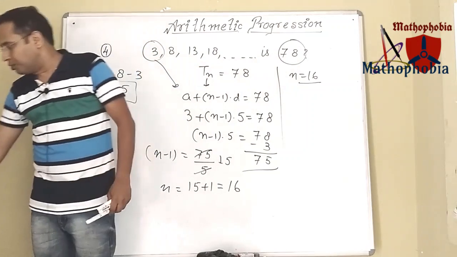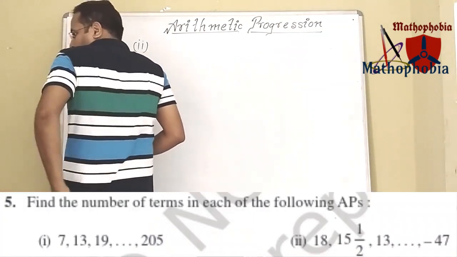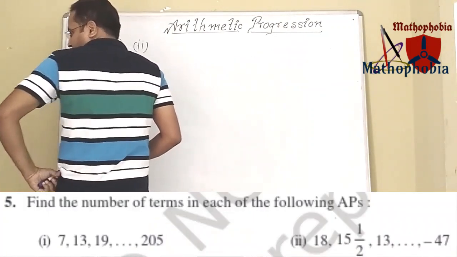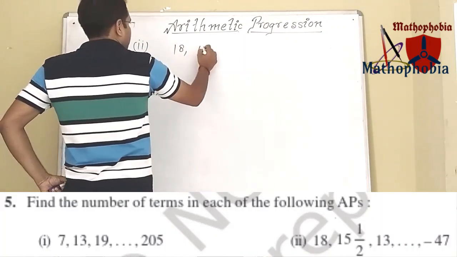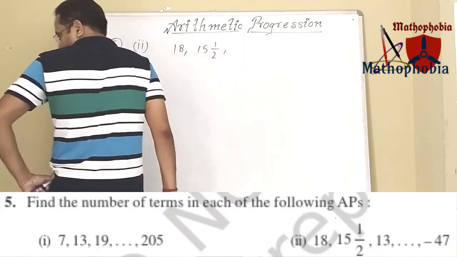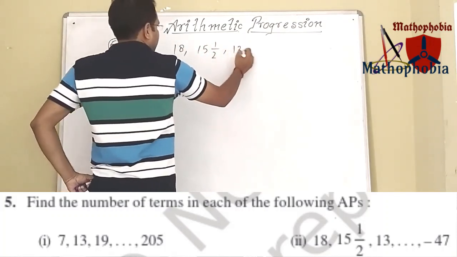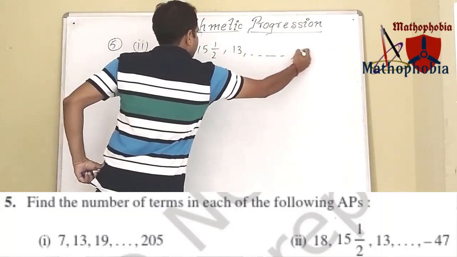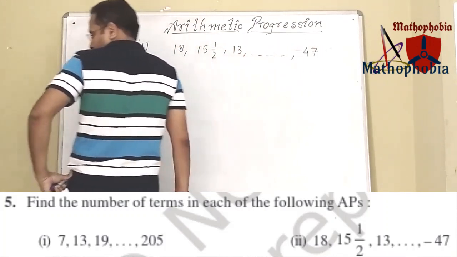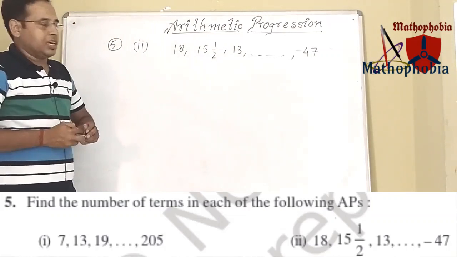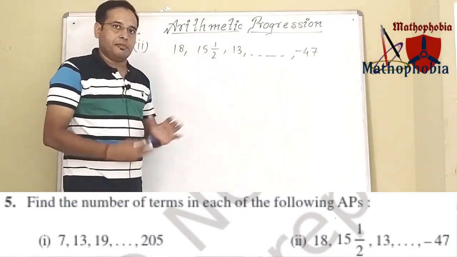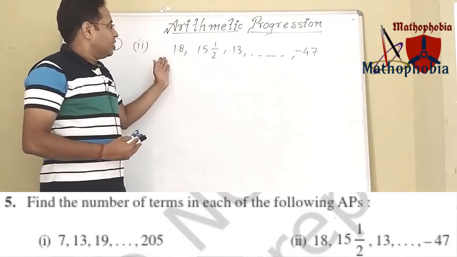Okay, let's move on to the next one. We need to find out the number of terms in each of the given AP. 18, then 15 and 1 upon 2, then 13, and then the last term is given, minus 47. Now what we need to find out is how many terms are there in this AP. इस AP में कितने terms हैं ये बताना है. तो ये कैसे बता देंगे, है ना?